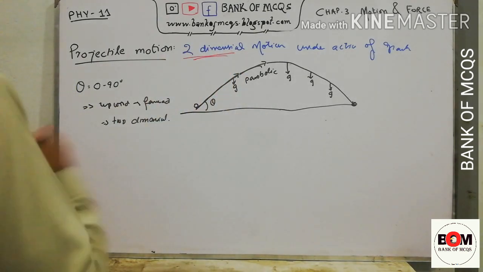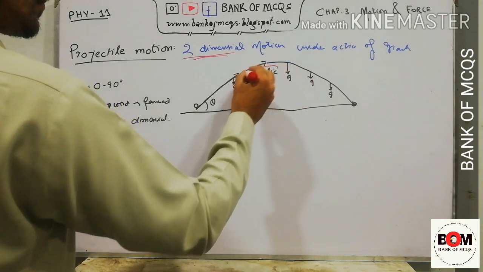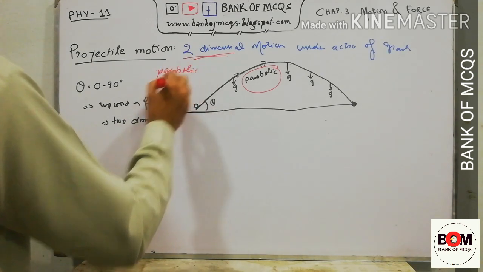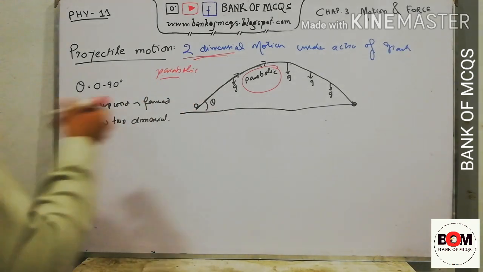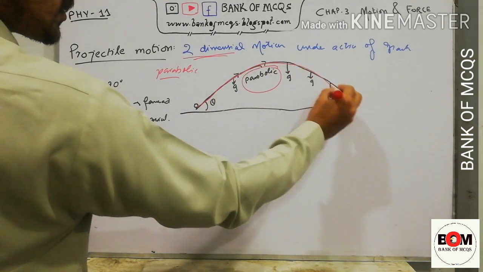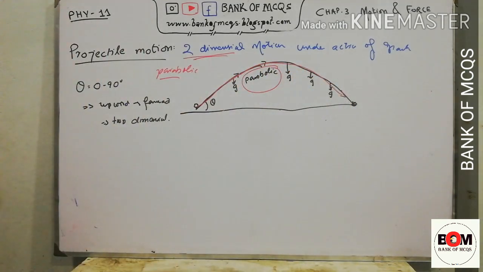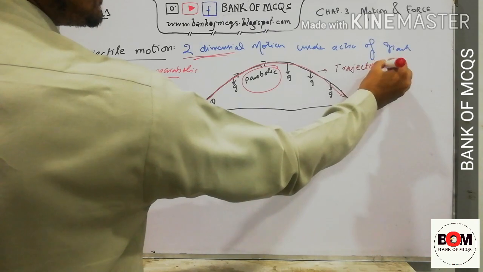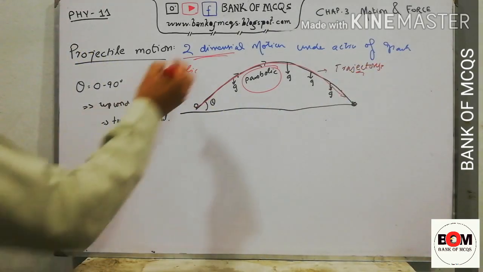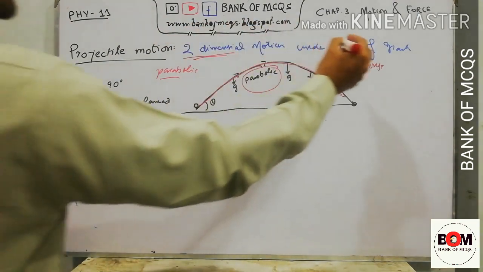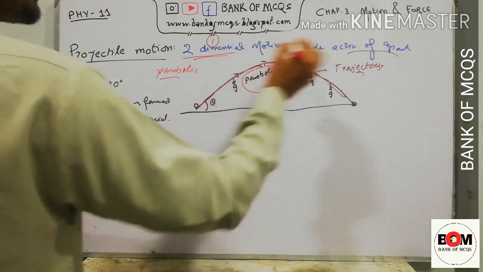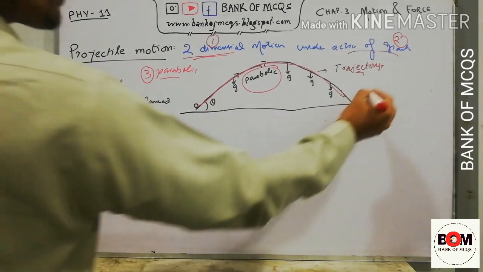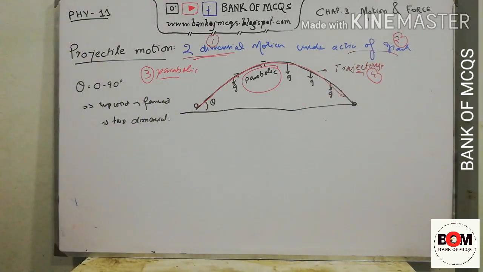The second is the path followed by a projectile is parabolic. Must remember, its path is parabolic. Now the path that a projectile follows from start to end is called a special word, that is called trajectory. So the path followed by a projectile is called trajectory. The first point of projectile is the two dimensional motion under the action of gravity. The third is the path followed is parabolic. The fourth one is the path is called trajectory.